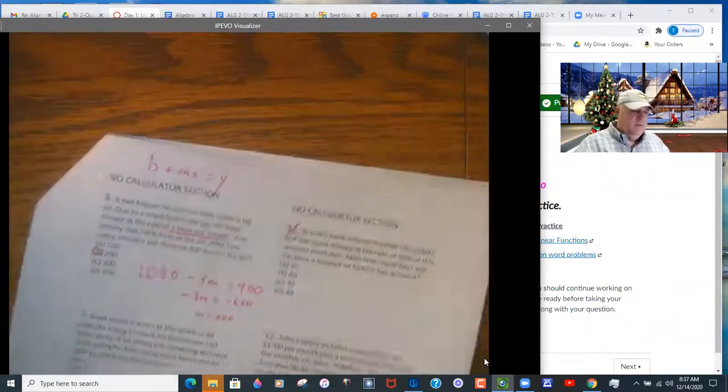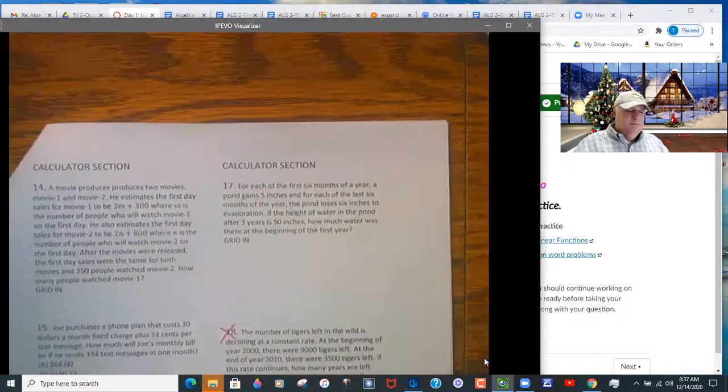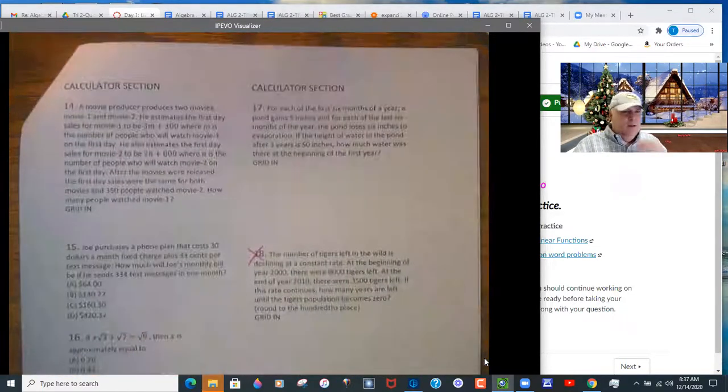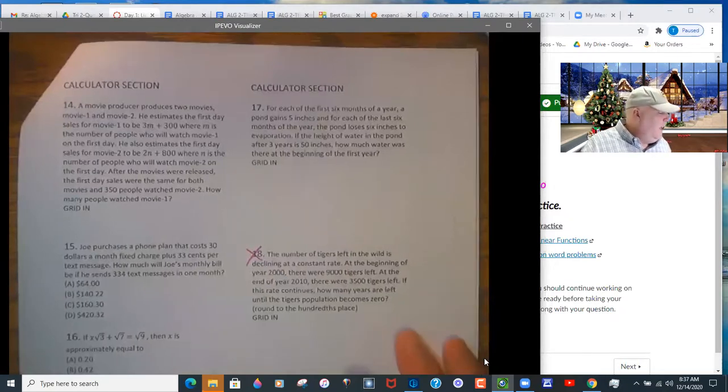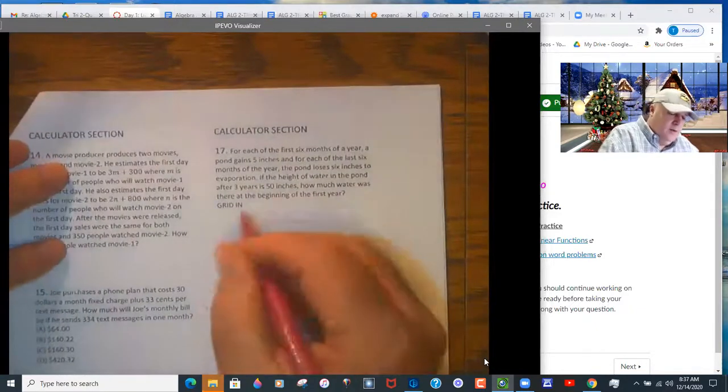Talk about this second page here. I'm going to leave lots for you to look at and do. There's always controversy on problem 17 and with interpreting this, so I'll try to do a little bit of interpreting in this problem for you. What you have to assume is that the pond loses 6 inches per year.